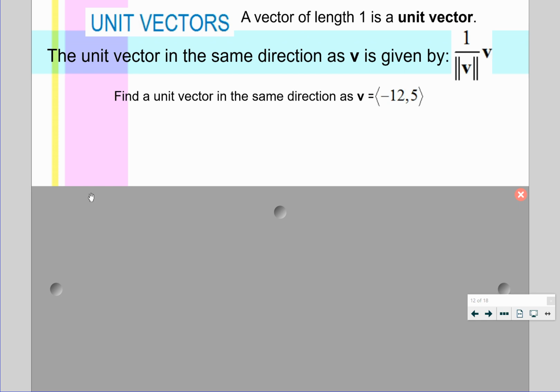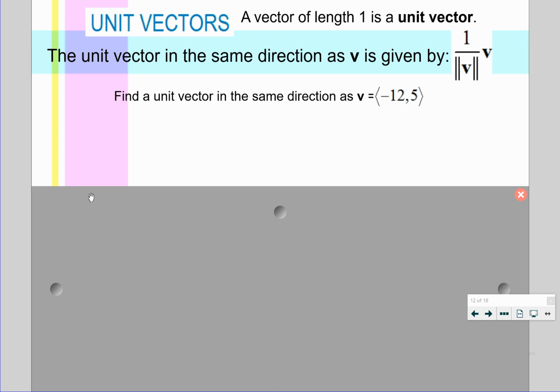All right, so unit vector. So the next thing we need to talk about. A unit vector is a vector that has length 1. Like our unit circle had a radius of 1, our unit vector has a length of 1. You can take any vector and shrink it down to a unit vector using the following formula: 1 over the magnitude, which is the length of the vector, times the vector itself. It'll give us a vector that goes in the same direction, but now only 1 unit in length.